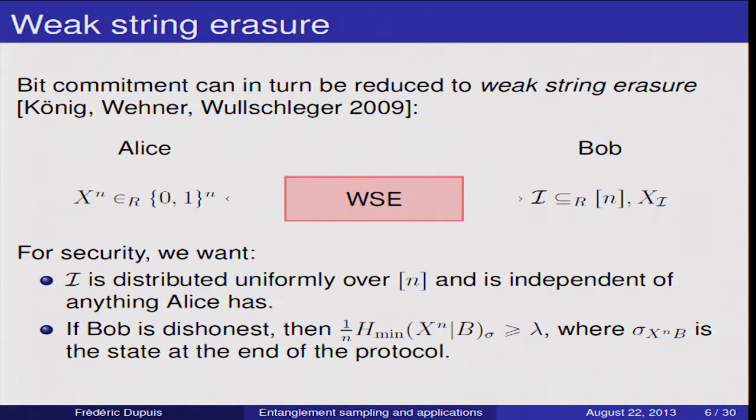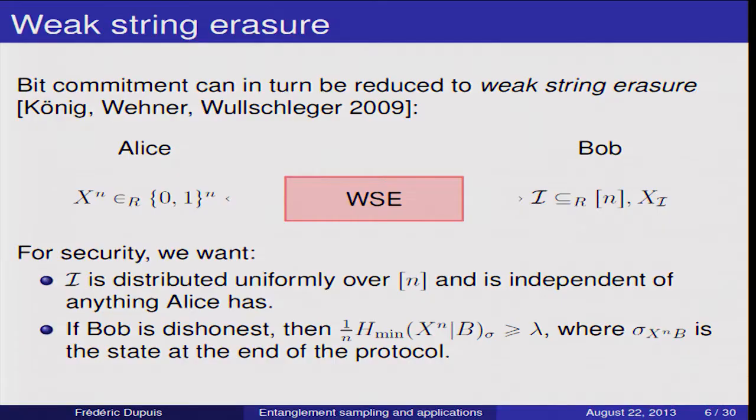So it's a box that gives Alice an n-bit string, and it gives Bob some random subset of the n positions and the corresponding bits at those indices. So Bob gets a partially erased version of the string Alice gets. And we're going to call a protocol that implements this secure if we satisfy these two things here. So we first want that the subset that Bob gets is uniform, and Alice has no idea what it is and has no control over it.